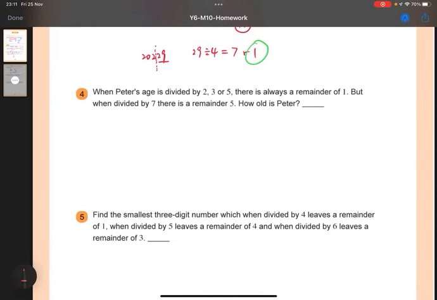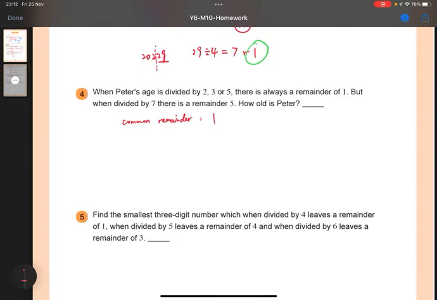Okay, so question number 4. When Peter's age is divided by 2, 3, or 5, there is always a remainder of 1. So if you recall the autumn term lesson 10 stuff, this is the common remainder situation. And we have a common remainder of 1. But when divided by 7, there is a remainder of 5.